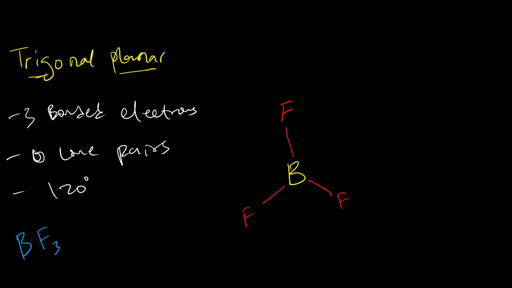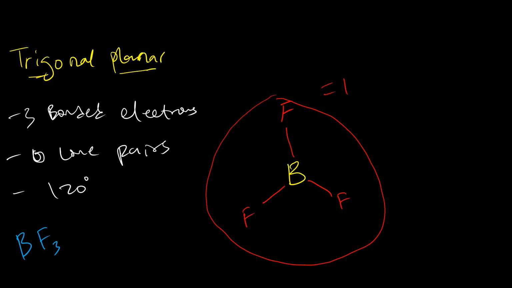So now, if you have a shape like this, and we know that this is like 360 degrees, right? Now 360 degrees, and we have 3 bonded electrons. 360 divided by 3 will give us 120, right? So this bond angle here is equal to 120 degrees, provided that there is no double bond, okay? So it's 120 degrees. All right.